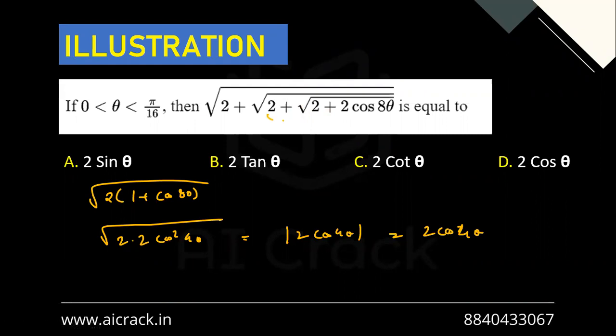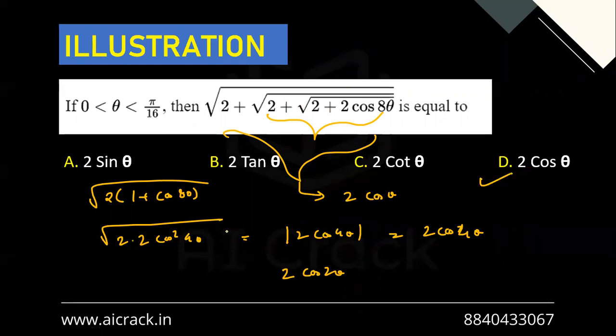So in this one, we'll get 2 cos 2 theta. And for this one, we'll get 2 cos theta, right? So D is the correct answer. You just have to observe the pattern first, and you can apply the similar pattern for the entire expression under root.